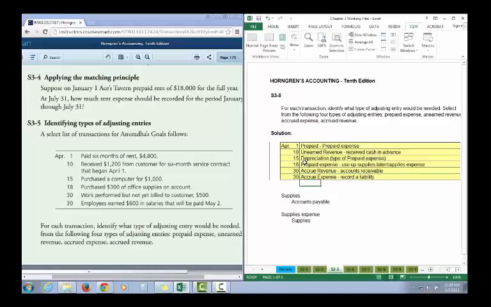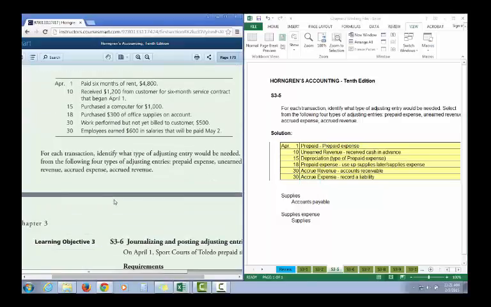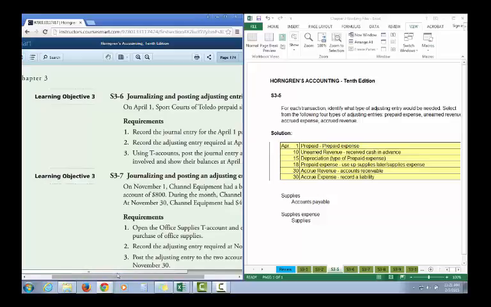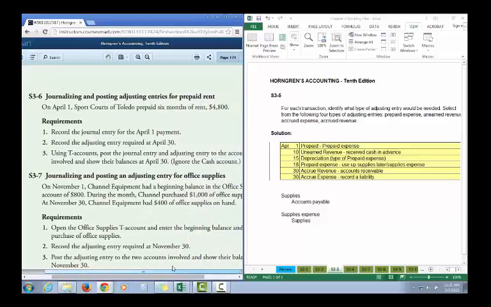And in this case, it's a liability for salaries expense or wage expense. Okay. All right. So let's look at the next exercise. Next exercise we're going to do is exercise 6. So let's look at exercise 6.